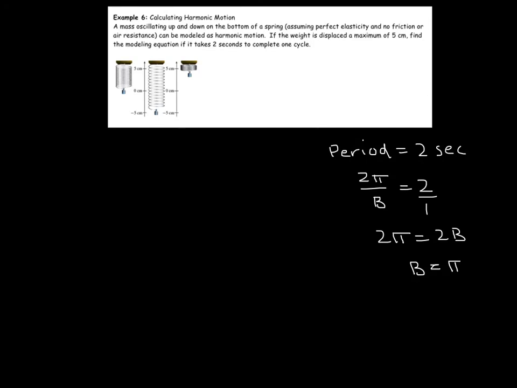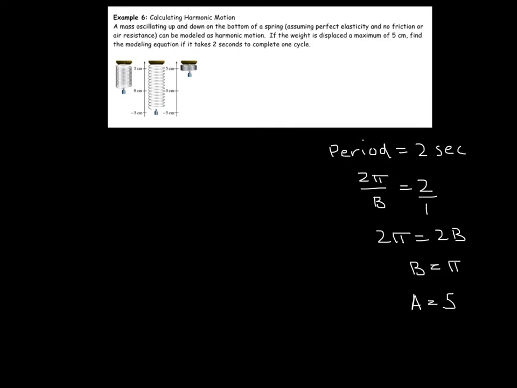It also says that the weight is being displaced a maximum of 5 centimeters. So there's your amplitude. If it's in the center, it will go down 5 and up 5, and you can see the picture. So the amplitude, the letter A, will be 5.